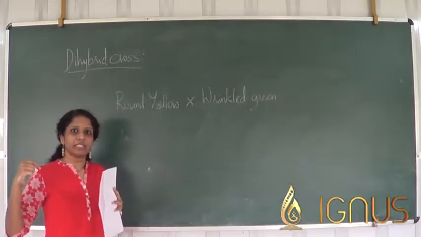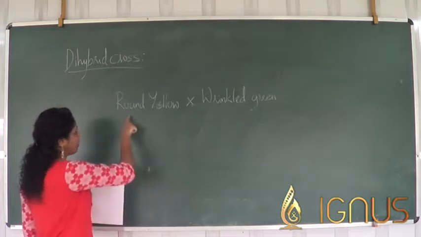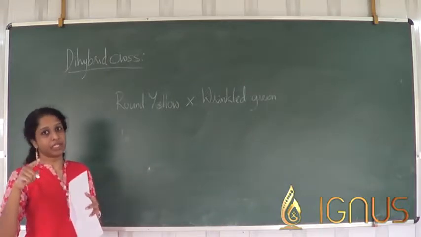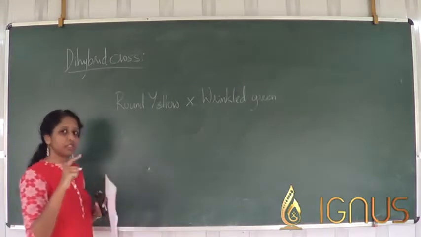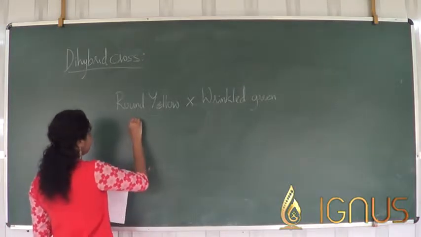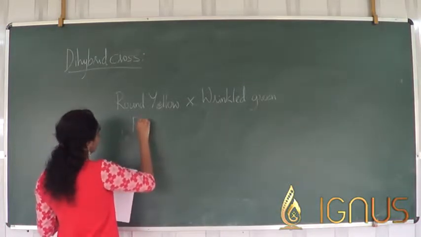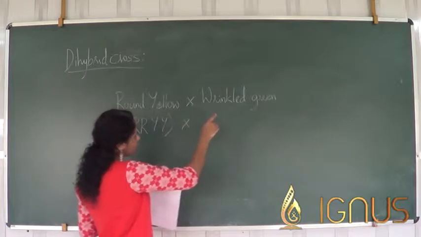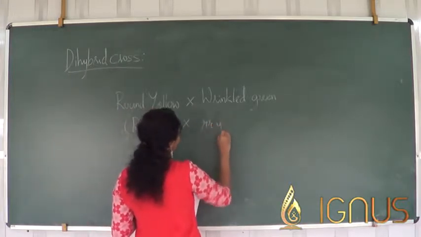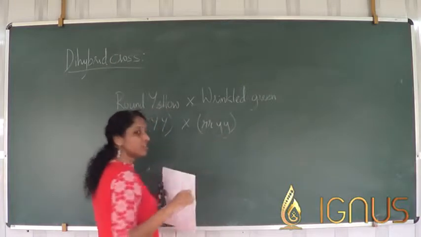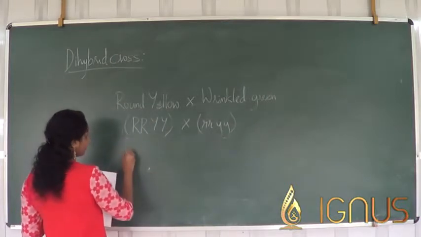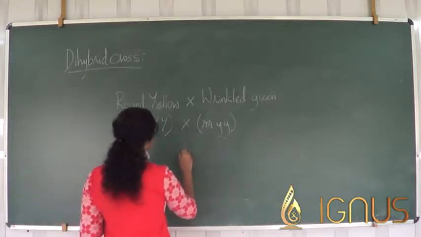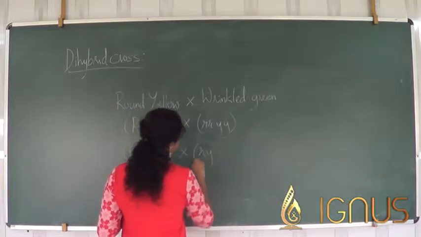Now if you go back to the previous talks, I was talking about round being dominant over wrinkled and yellow color being dominant over green. So the genotype for these parents, because they are pure breeding, would be homozygous dominant. So they are round and yellow, RRYY, which is being crossed with wrinkled and green, so small letter r and small letter y. Okay, so these are the parent generation. The gametes that you would get would be RY being crossed with ry.